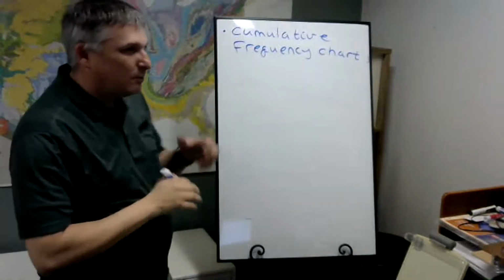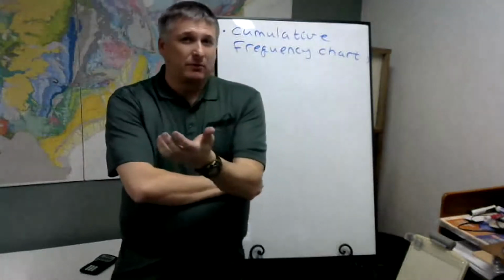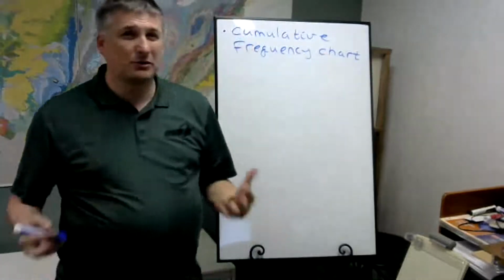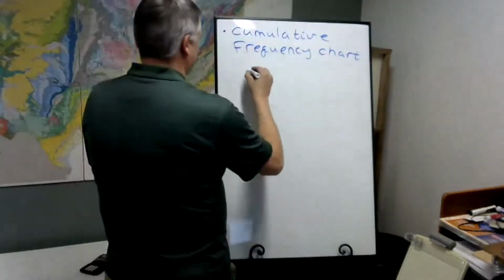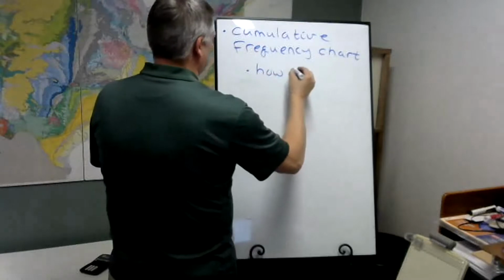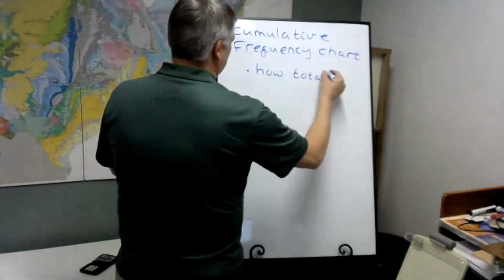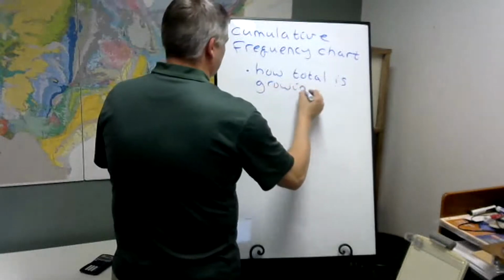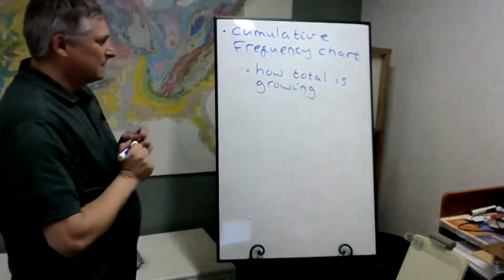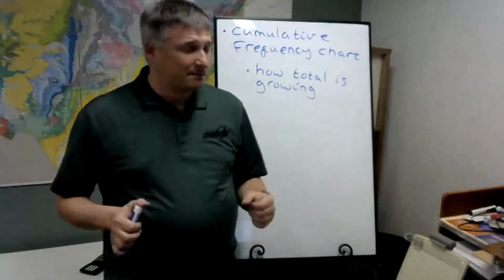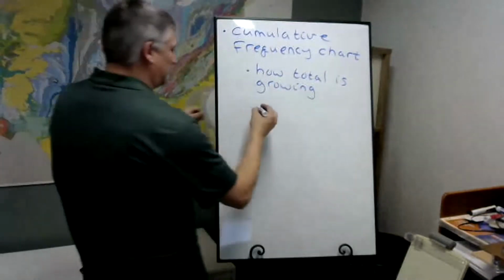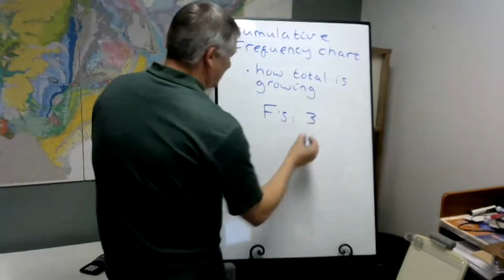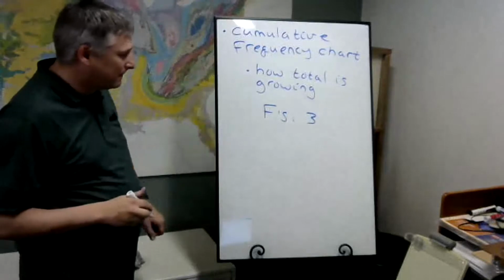So what we're going to do with this, I'm going to illustrate it with an example, is we want to see how the total is growing. So this is how we're going to do that. So the number of F's, well, that's 3 for this one quiz.